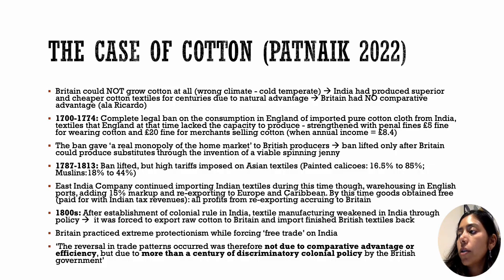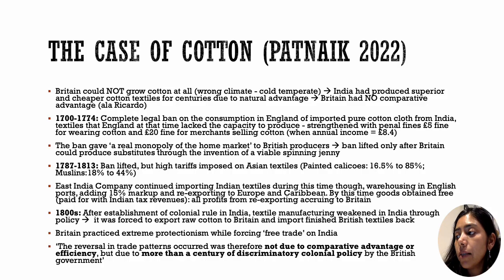So, as she highlights, from 1700 to 1774, England imposed a complete legal ban on the consumption of imported pure cotton cloth from India, textiles that England at the time lacked the capacity to produce. It also strengthened this ban with penal fines of £5 for wearing cotton and £20 for merchants selling cotton, which was quite exorbitant given the annual income at that time. So it's all to say that it was quite strict.